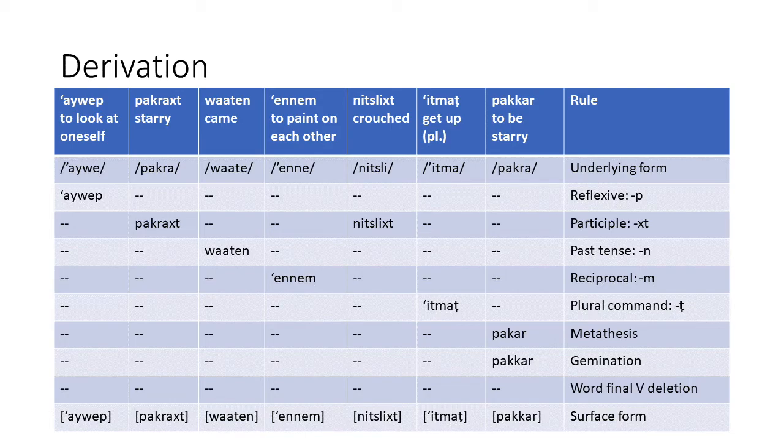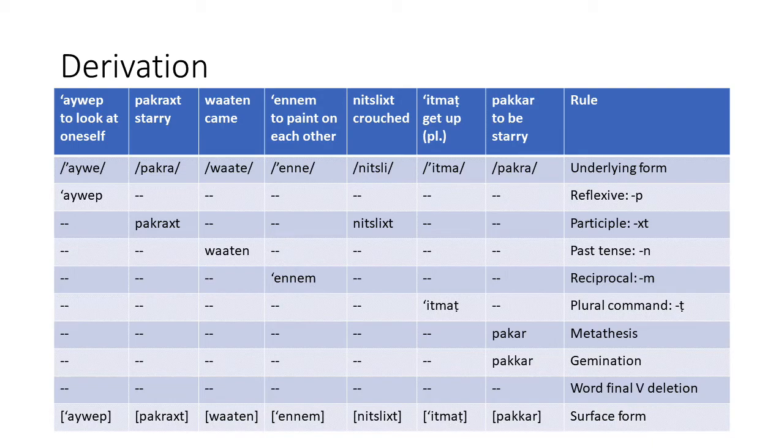Now, metathesis doesn't apply because there's a P at the end. We need a sonorant before a vowel, and it's not even ending in a vowel this time. It's ending in a consonant. We don't need gemination, there's no CVCV. And we don't need word final vowel deletion because there's a P. So ayyew just becomes the surface form, ayyew. We only need one change.